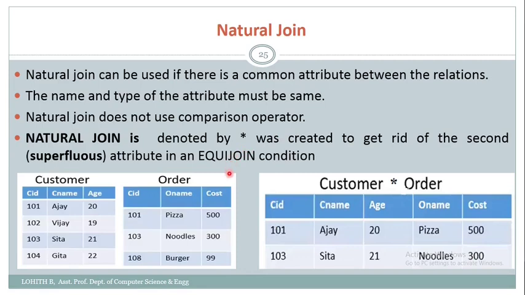Yes, that's about the natural join, where it gets rid of the superfluous attribute, and we don't specify any join condition here. And there is no comparison operator used in the notation of natural join.